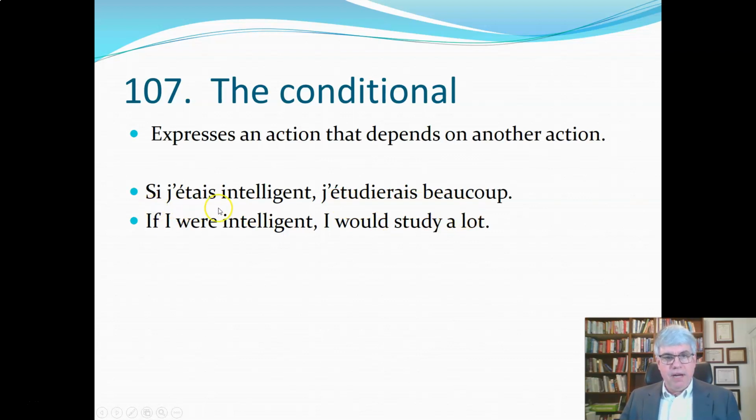So the condition was if I were intelligent. Now it's interesting. We could say if I was intelligent, because that's the normal way. You usually say I was rather than I were. But this is a remnant of the subjunctive in English, saying if I were intelligent. In French, we use the imperfect after si, and then we use the conditional here. But the idea is if I were intelligent, I would study a lot. So this idea of studying a lot is dependent on the condition that I was intelligent. That's the idea with the conditional: it depends on some condition, even if that condition is not stated.